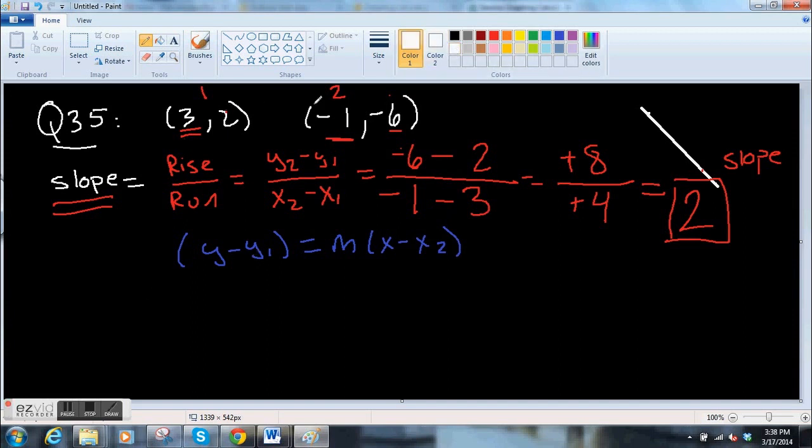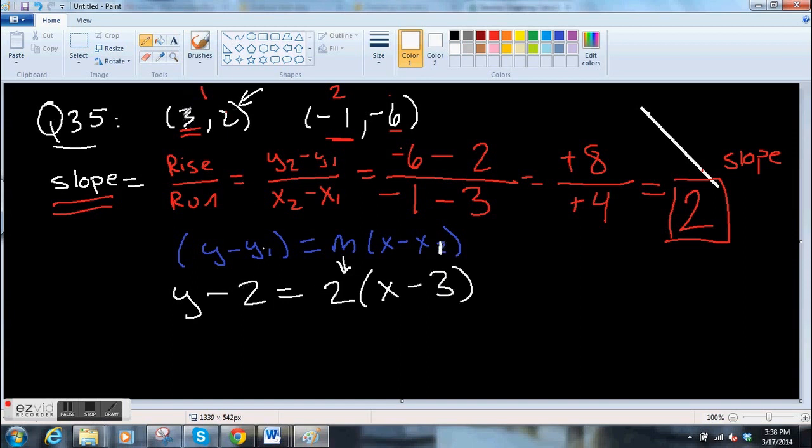I'm noticing, and again, it doesn't matter which point you choose, I'll choose this point. y minus, I plug in the value of y1, which is 2, equals m, that's the slope we just found, 2, times x, that just stays as an x. You need to leave one x and one y in there. And x1, I should have said x1, is 3.